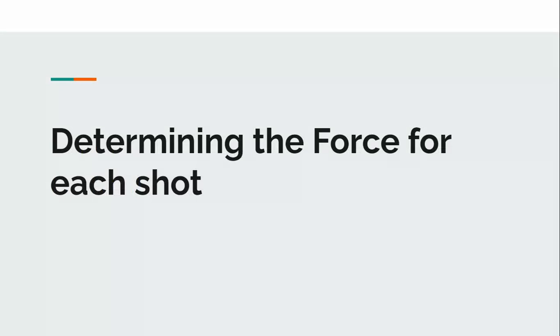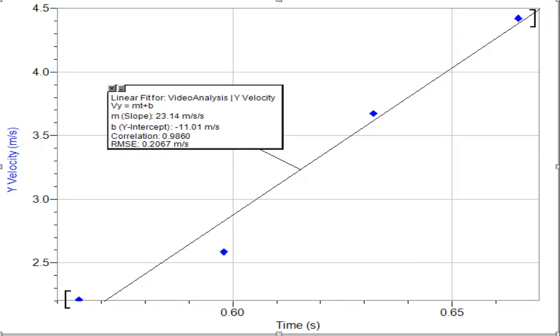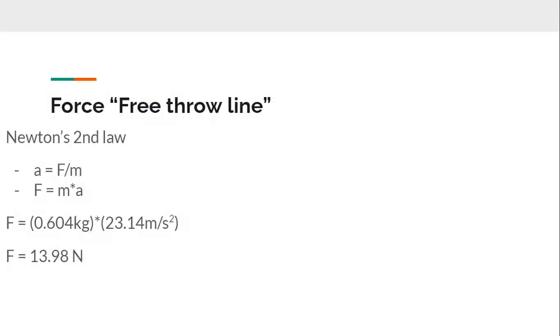To determine the force required for each shot, a Logger Pro video analysis was used to determine the acceleration of the very beginning moments of each shot. According to Newton's second law, acceleration is directly proportional to the force and inversely proportional to the mass. By rearranging the equation, we can calculate force as the product of mass and acceleration.